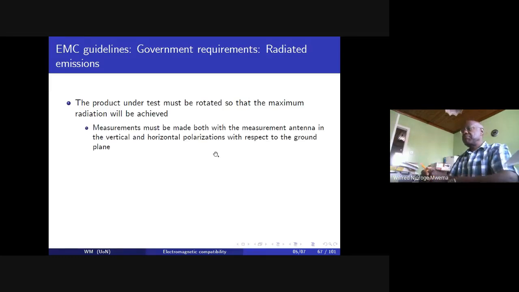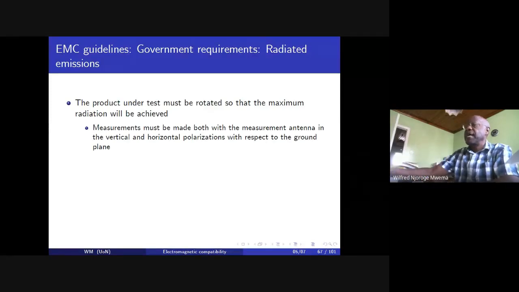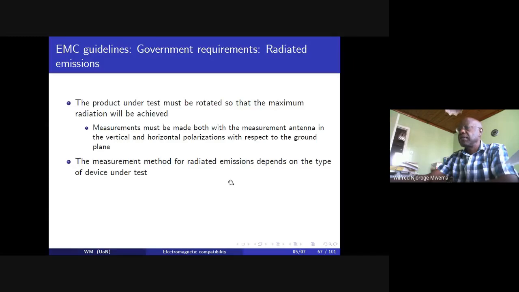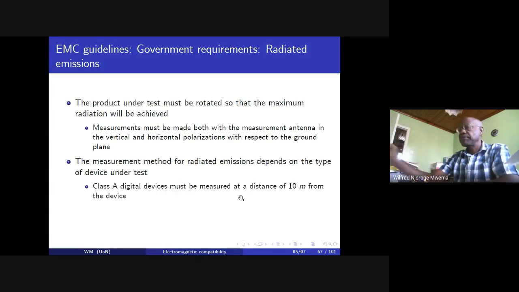So measurements must be made, one, with the antenna oriented in the vertical direction and also oriented in the horizontal direction, so that we can get the radiation from both principal planes of that antenna. So the measurement method for radiated emission will depend on the type of device that is under test. So for Class A digital devices, this must be measured at a distance of 10 meters from that device.